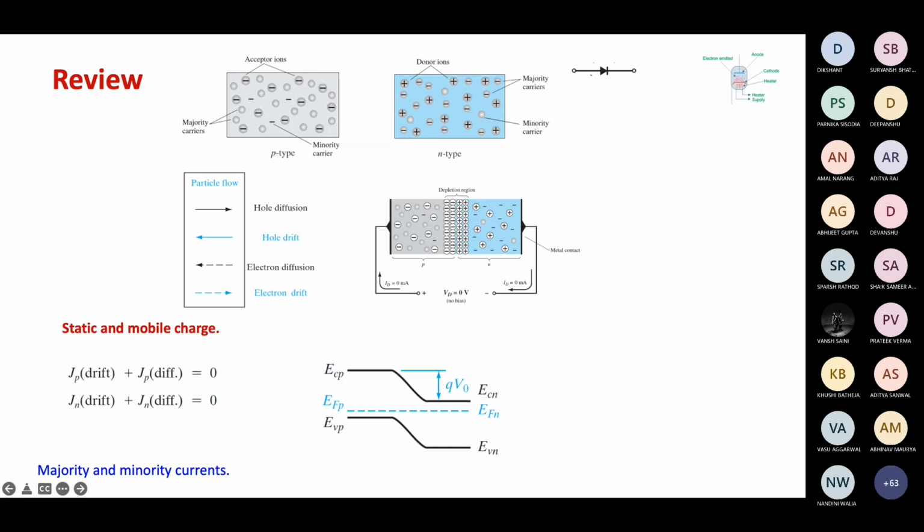Okay. So in this junction, the holes are diffusing from P side to N side, as is clear from this picture. But that is exactly countered by hole drift from N side to P side. So the P to N hole diffusion is being countered exactly by drift of holes from N to P. And similarly, the electron diffusion from N to P side is exactly being countered by electron drift from P to N side. And that's how this equilibrium is maintained.